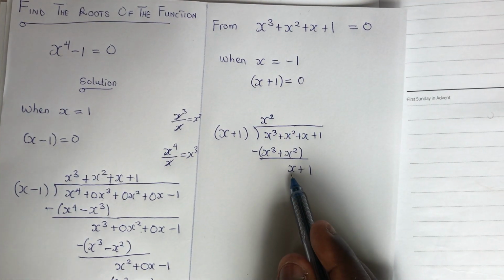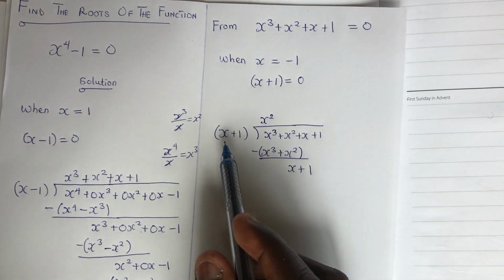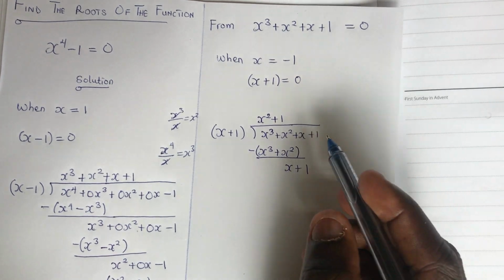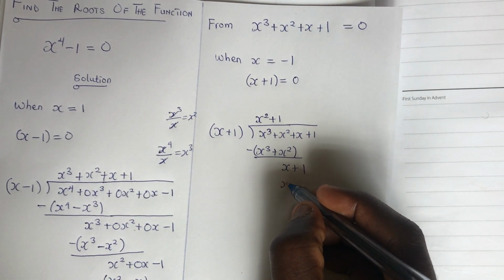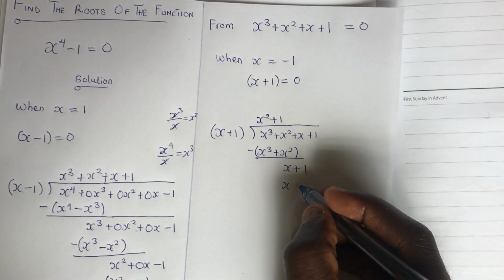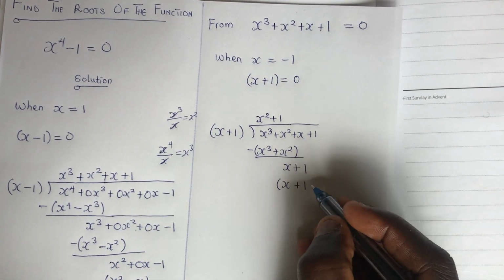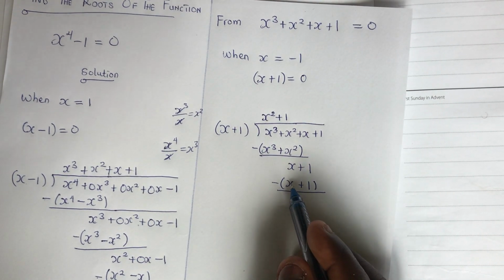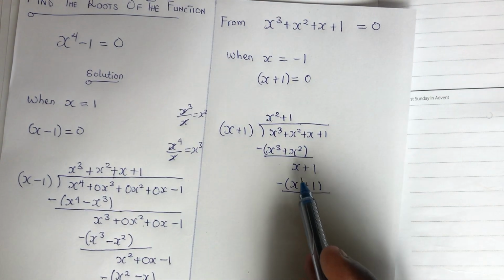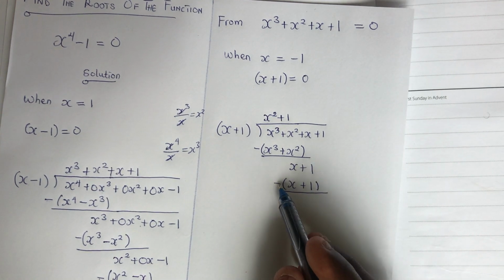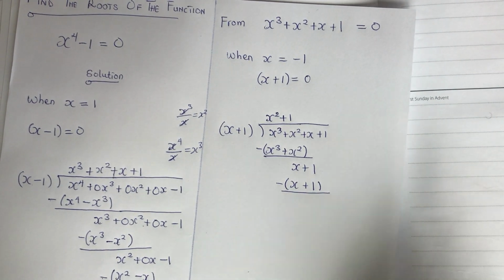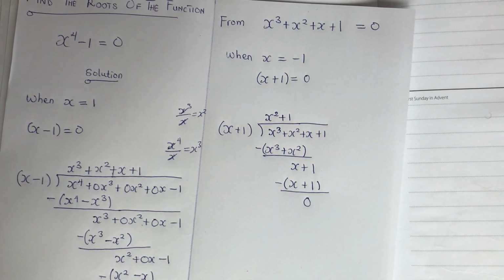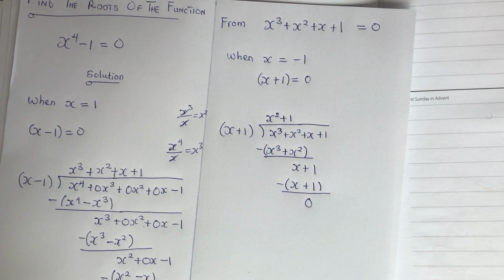Now pick your x divided by x. X divided by this will give us 1. So plus 1. 1 times x will give us x. 1 times 1 will give us plus 1. Now subtract this result from our new dividend. Now negative times this will give us negative x. Add it to this one, we are getting 0. Negative times 1 will give us negative 1. Add it to 1, we are getting 0. So the remainder is what? 0. Now we are done with the division.